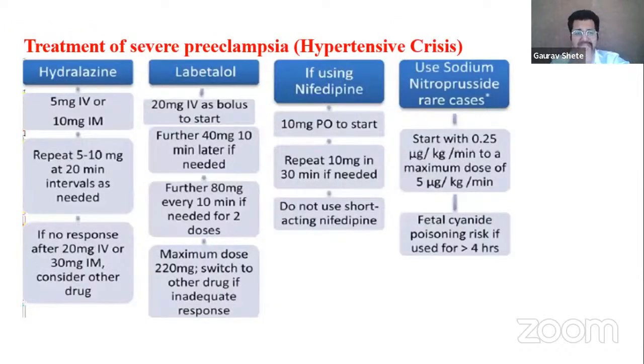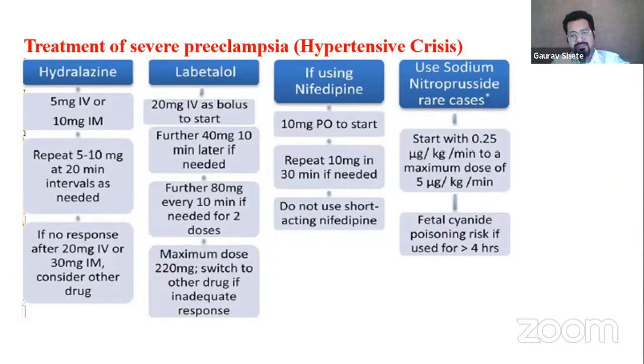So this is the treatment protocol: hydralazine 5 mg IV or 10 mg IM. Repeat after 5 to 10 minutes at 20 minute intervals as needed. No response after 20 minutes, give 20 mg IV again or 30 mg IM. For labetalol, again 20 mg IV bolus to start with. After 10 minutes, give 40. If BP is not controlled, again repeat the dose of 40. If it is not controlled after 10 more minutes, the final dose will be 80 mg. And usually we have seen that after the first 20 mg or the first 40 mg, the BP usually comes down. Maximum dose is 220 mg. If it doesn't get controlled by then with labetalol, then you can shift to hydralazine.